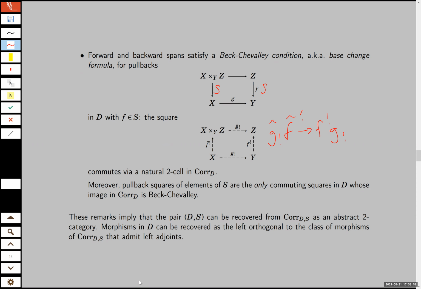Another thing I didn't say is that of course every map factors. If you have a correspondence from X to Y, then this can be factored as the wrong way map from X to W and the right way map from W to Y. So in other words, it's just Q lower shriek composed with P upper shriek. So there's a factorization system into wrong way maps followed by right way maps. And this can be used to recover the maps in D as those in the other half of the factorization system to the ones admitting left adjoints, which are those in S.